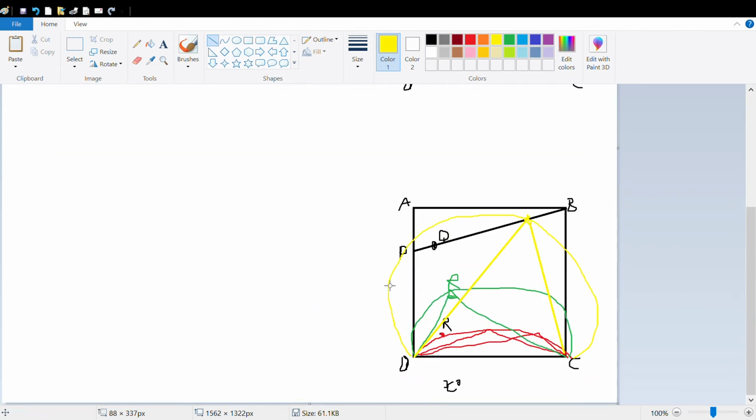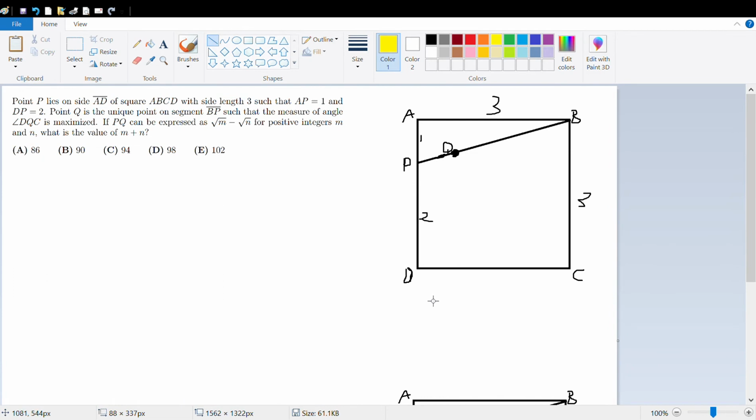The problem asks us to maximize the angle, which means we want the smallest circle possible passing through points D and C that intersects with line PB. And to do this, we're going to want the circle to be tangent to PB. So let's draw what we want our circle to look like. Oh, shoot, I thought I was drawing circles. Okay, there. So this is kind of what we want our circle to look like, and all points on this arc have the same angle measure.